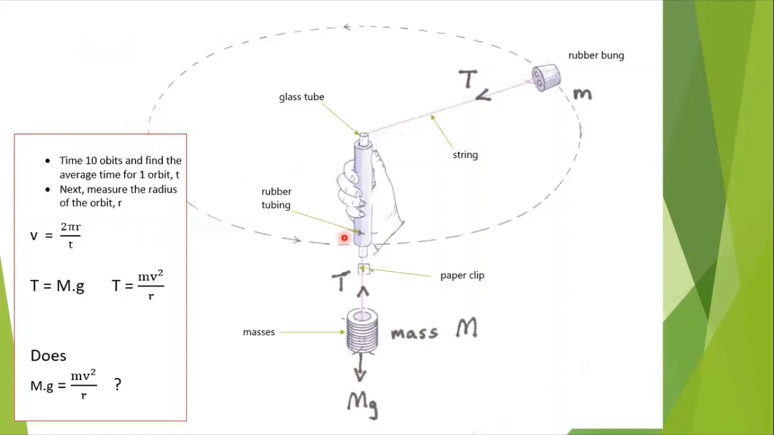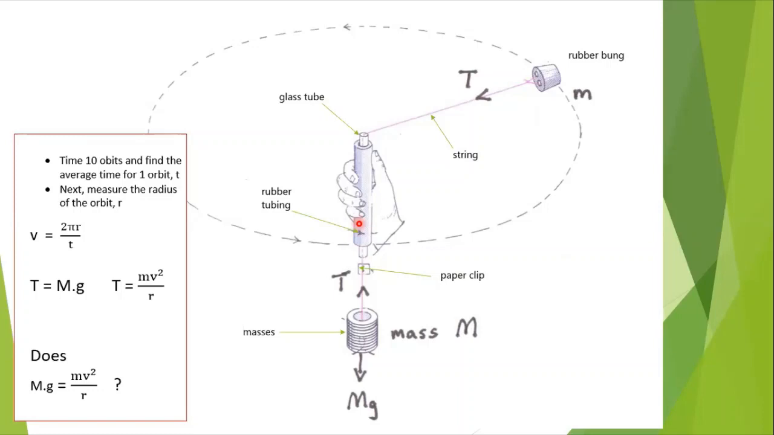Now, this experiment, which is an old experiment for physics teachers, it's a lot of fun. This twirler, we have a rubber bung which we cause to twirl around above our head in a horizontal circle. The string loops down through this glass tubing. The rubber tubing there is just so we can get a good grip on it. And the glass tubing helps to reduce friction.